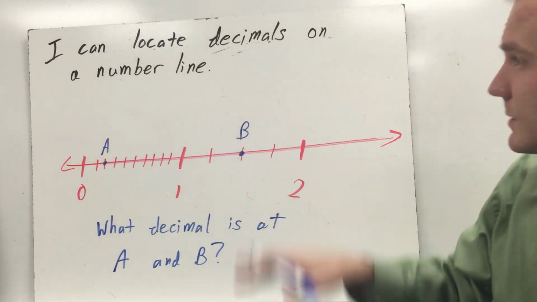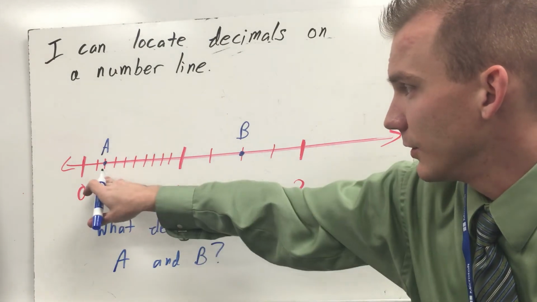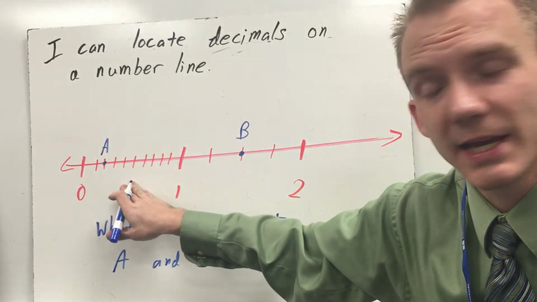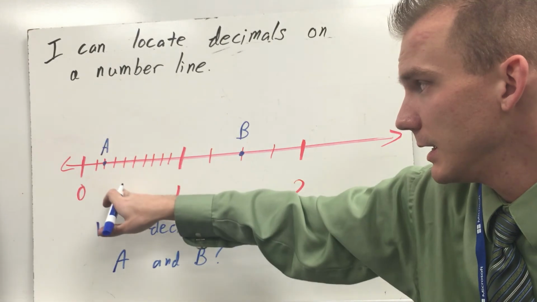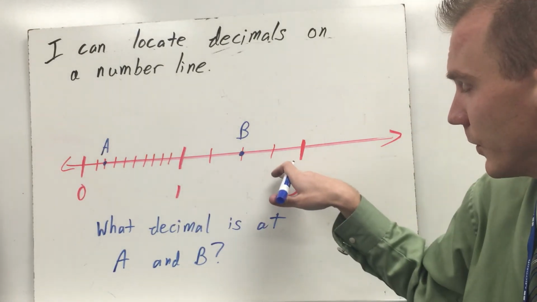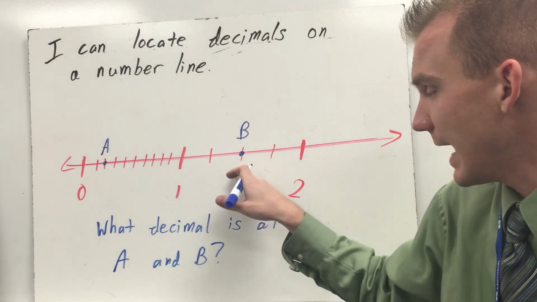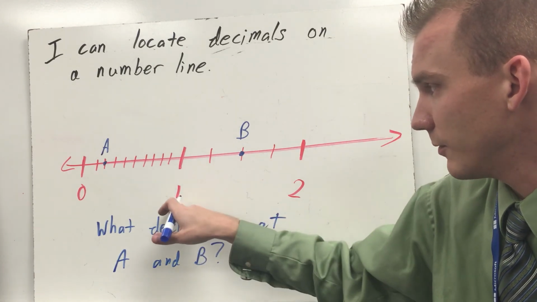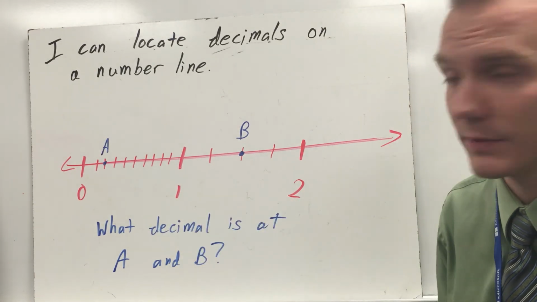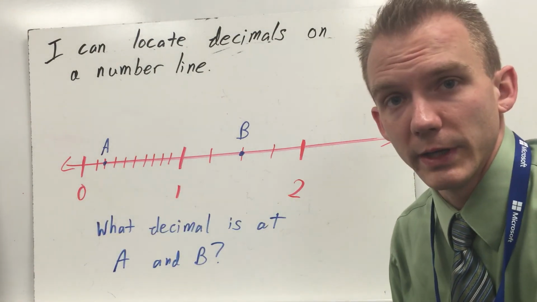I can locate decimals on a number line. Take a look here. Between 0 and 1, I've broken it up into tenths. I want you to find A in tenths. And now here we have broken into quarters, or some of the benchmark decimals. Find B. Where is B at in terms of a decimal? Don't forget that B would be 1 point something, whereas A would just be 0 point something.